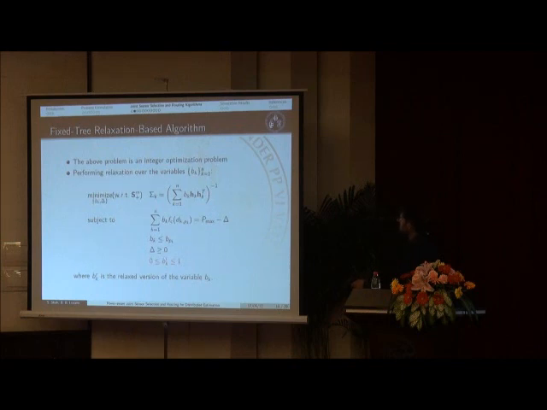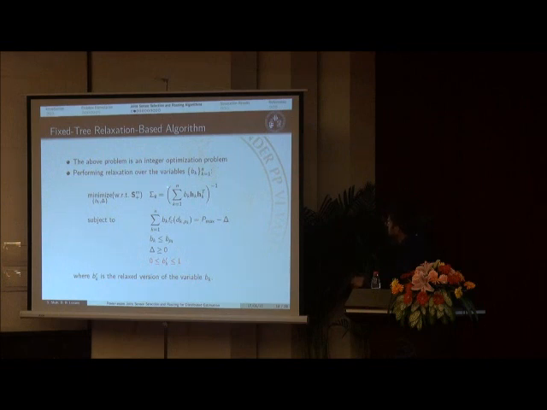Now here is the point. Since the problem is an integer optimization problem, minimizing this matrix is very hard when this parameter is on the order of n. So what we did, okay, here is not a guess. Here the variable lies in 0 and 1, only 0 and 1.